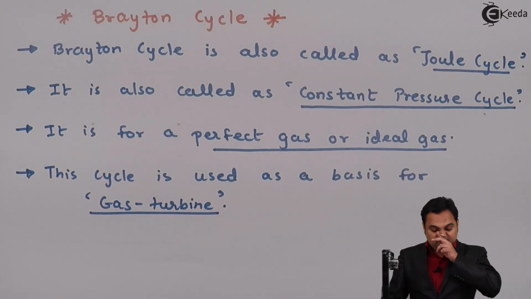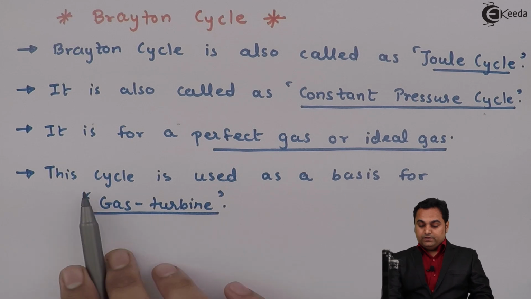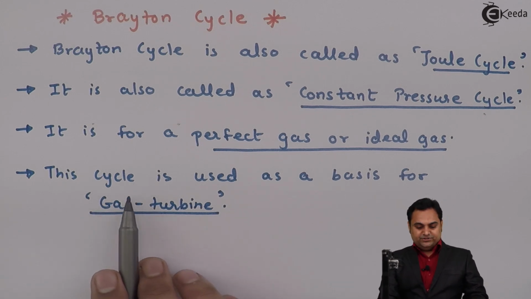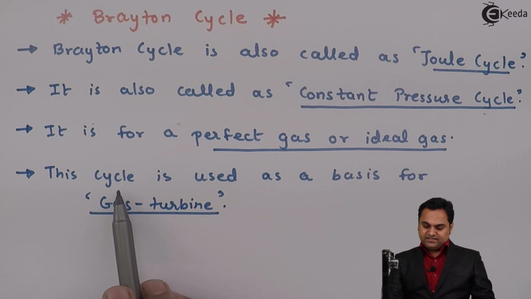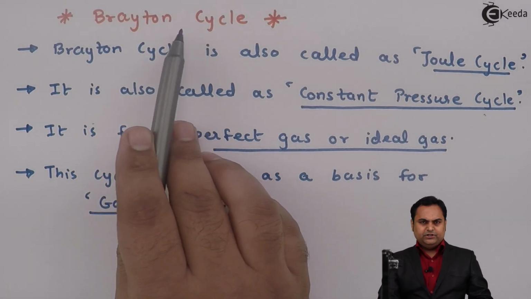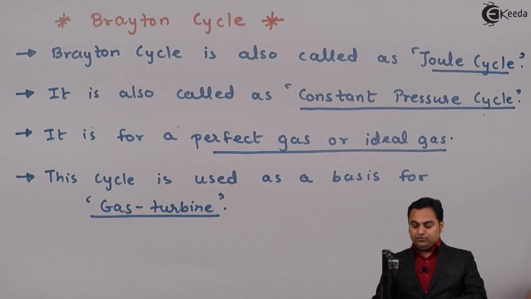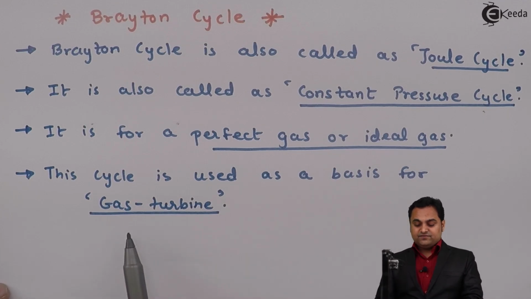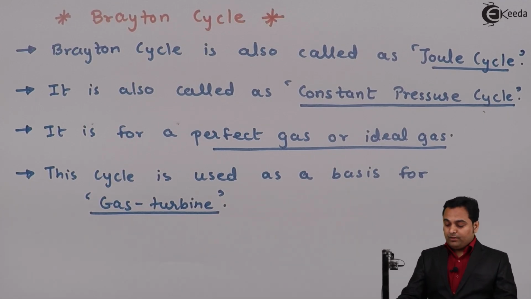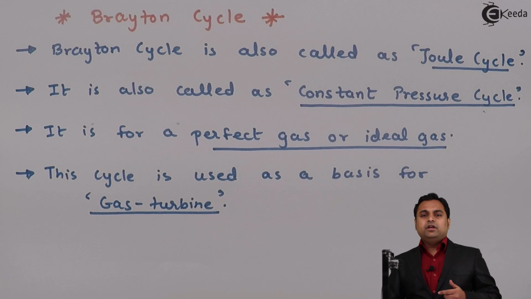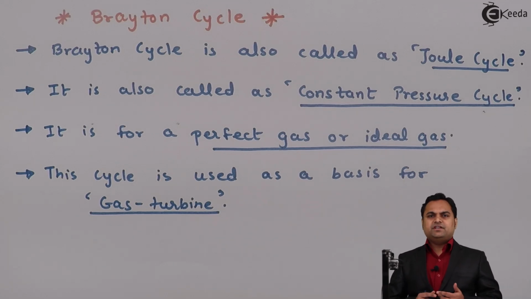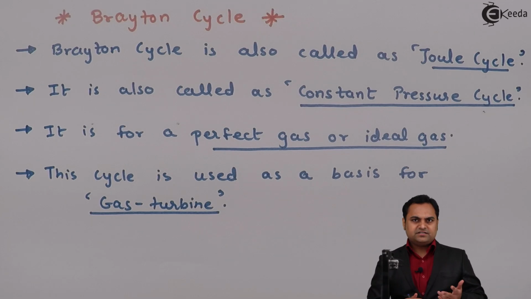Now, here I have written that, as the last point says, this cycle, which is Brayton cycle, is used as a basis for gas turbine. Now gas turbine is used in case of aircraft engines and even in case of gas turbine power plants.